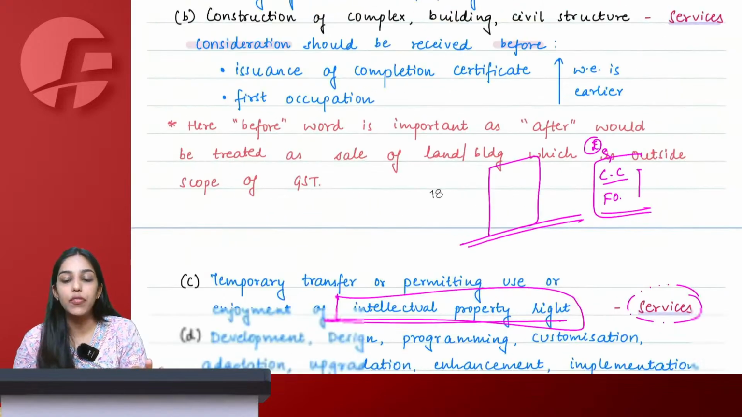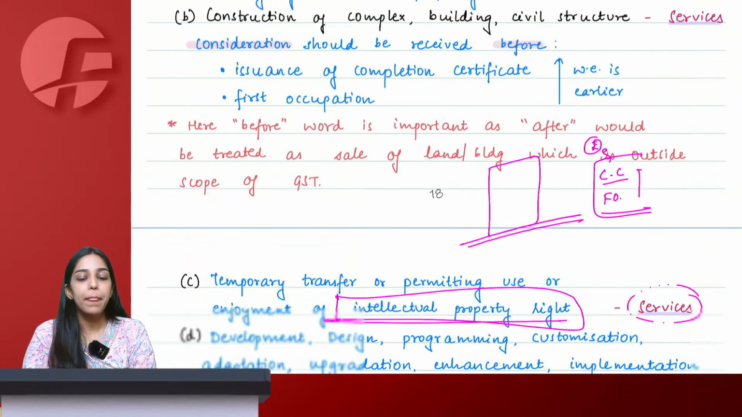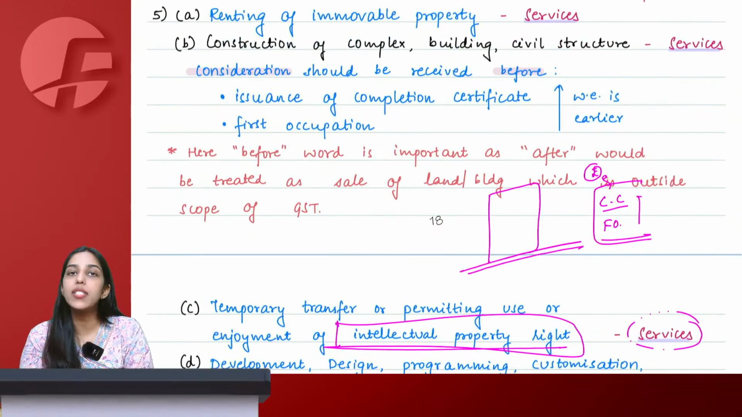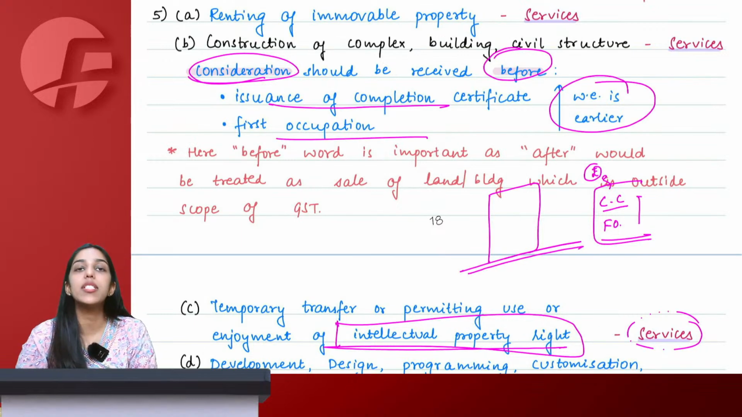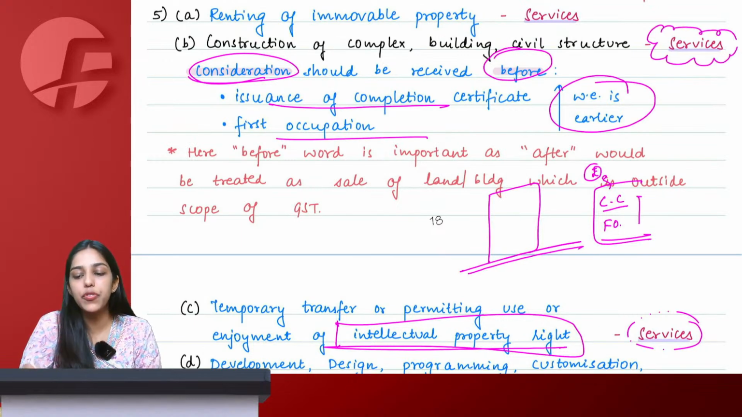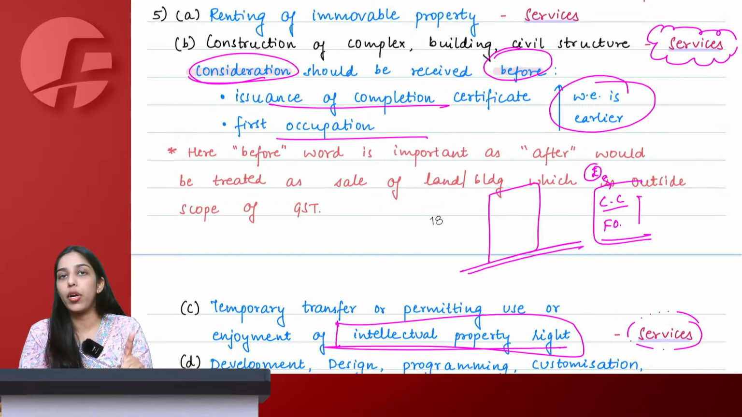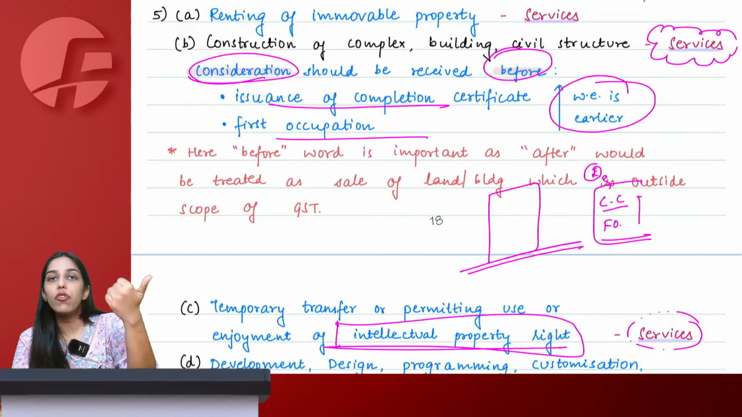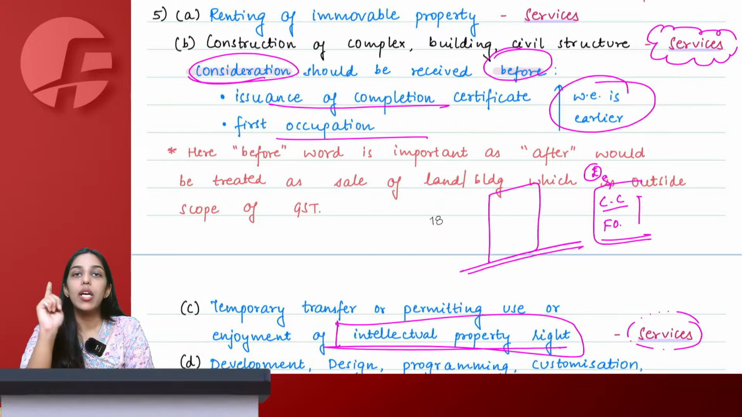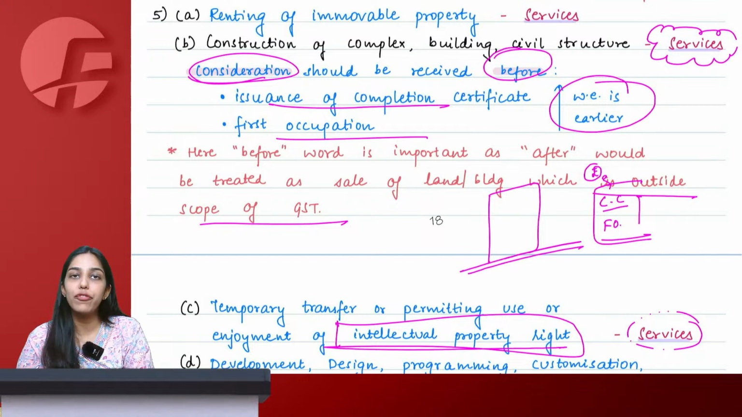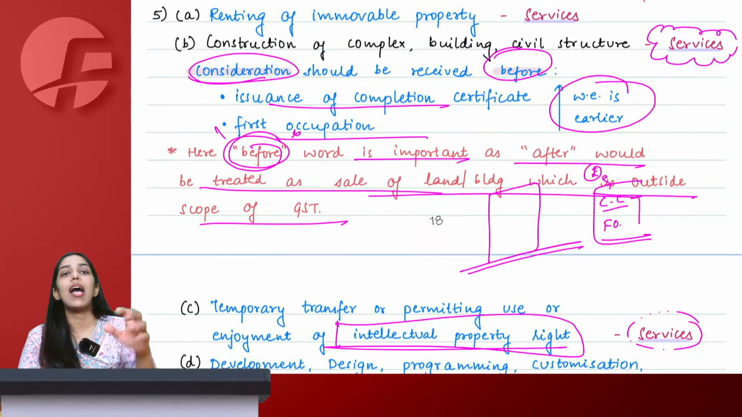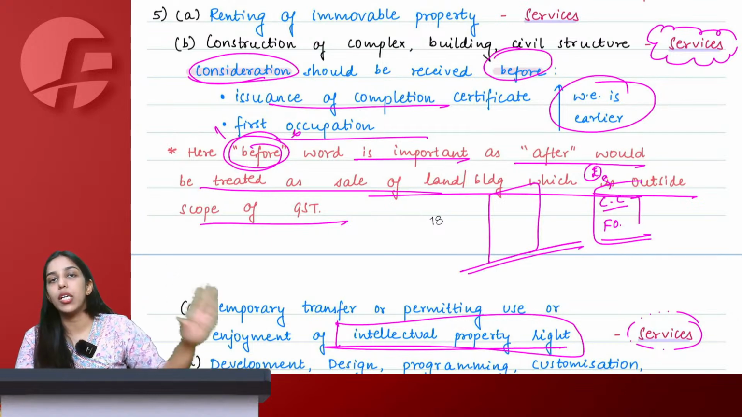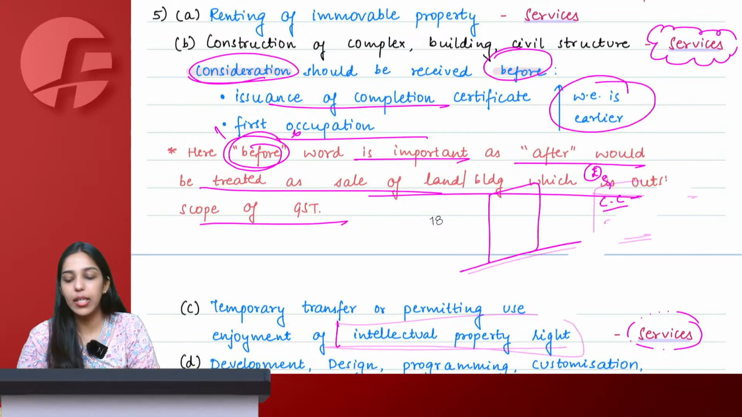So you simply have to remember that for any complex, any building or civil structure, if you pay the consideration before CC or FO, whichever is earlier, it will be treated as supply of service. The word before is very important. If either CC or FO has happened and now you pay the amount, which means now it is for purchase of land building, and that is outside the scope of GST. So the word before here is important, as after would be treated as sale of land building, which is not covered under the scope of GST.